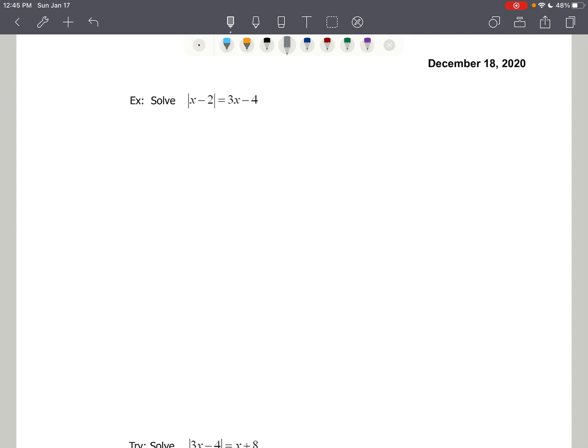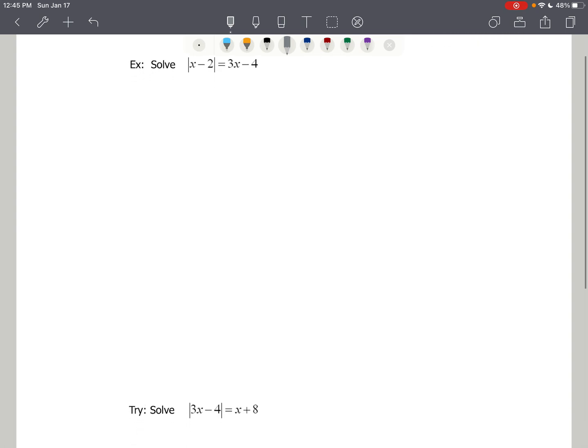I'm going to come back to this next example in another video just to keep them shorter, but I want you to take a look at where we're going. We've got the absolute value equals an expression that has a variable in it. So this one we're going to handle just a little bit differently.